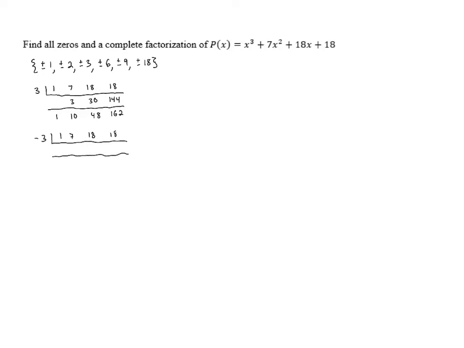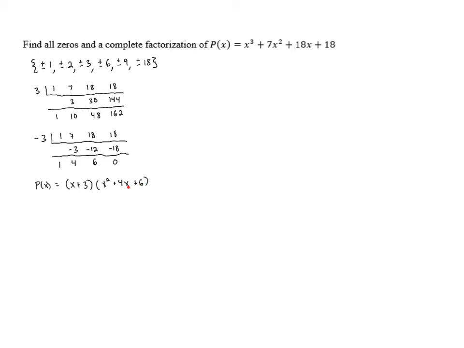We start by bringing down the 1. 1 times -3 is -3. We add to get 4. 4 times -3 is -12. We add to get 6. 6 times -3 is -18. We add and get a remainder of 0. So we know that -3 is a 0 of this polynomial, which tells us that x plus 3 is a factor. And when we factor that out, the remainder is going to be x squared plus 4x plus 6.